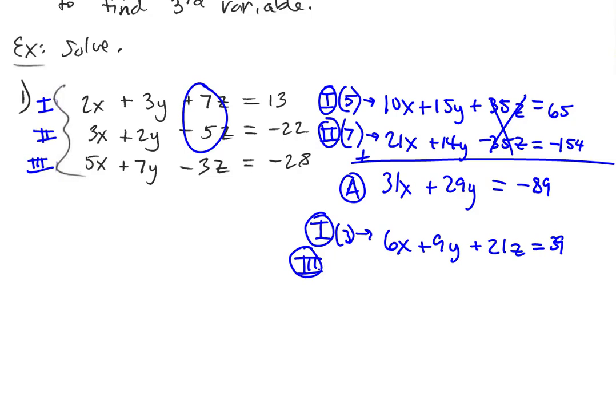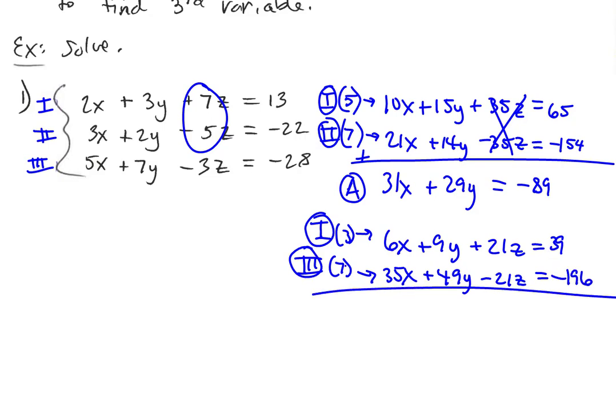And then we can multiply equation 3 times 7 all the way across. That would give us 35x plus 49y minus 21z. There's the opposites we were going for. And that's going to be equal to negative 196. Okay, now we're ready to eliminate by adding down vertically. This will give us, if we combine like terms all the way through, 41x plus 58y equals negative 157.